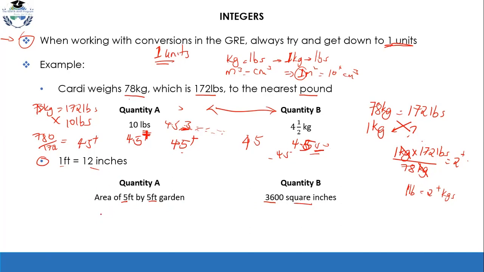So this one we have 1 foot is equal to 5 inches. What about 12 inches, right? So it's going to be 60 by 60. It's going to give you 3600 square inches. And I believe someone said correctly that they're equal.